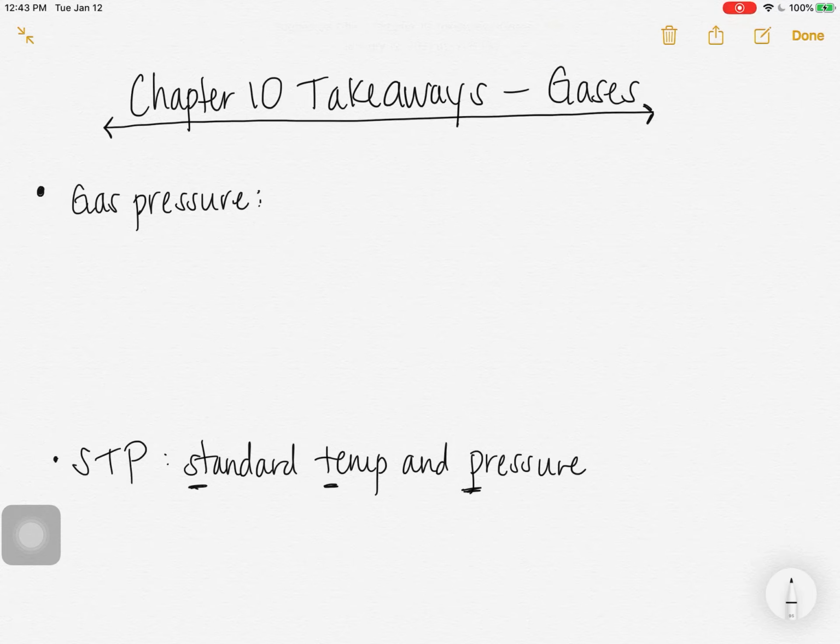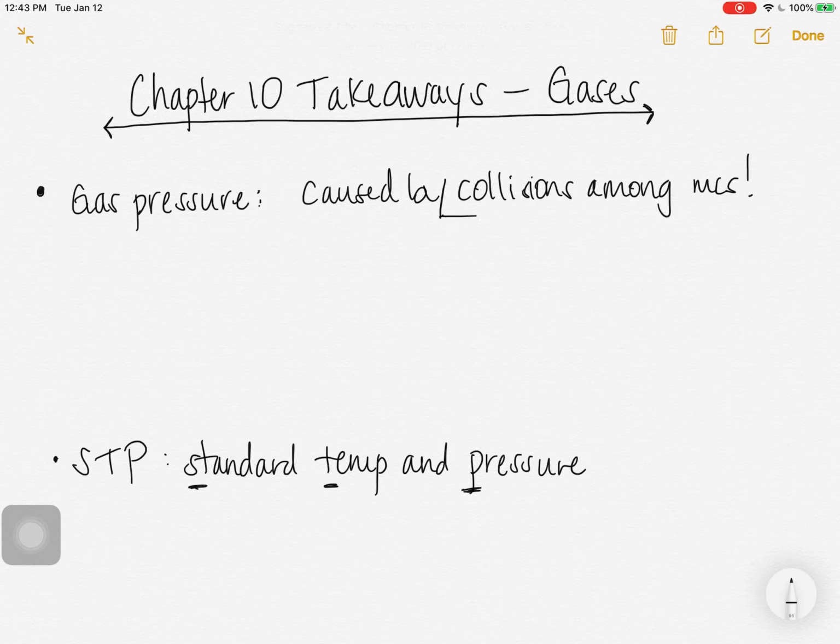So the first important thing we need to talk about is that gas pressure is caused by collisions among molecules. We can almost relate everything back to why the pressure changes, and it has to do with the collisions changing. If the pressure increases, it's because the number of collisions among molecules has also increased. Maybe that's from a change in temperature or from a change in volume. It doesn't really matter. We can relate it back to a change in collisions causing a change in pressure.